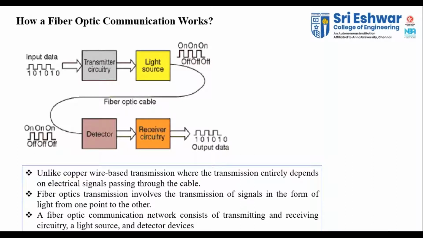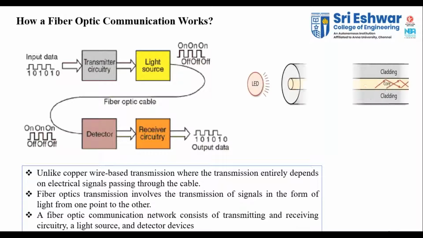Let's go through this one. The input signal is the electrical pulse. The electrical pulse is converted into the light pulse, then transmitted through the fiber optic cable. On the receiver side, again, those optical pulses are converted into electrical pulses. Yes, please see the diagram.